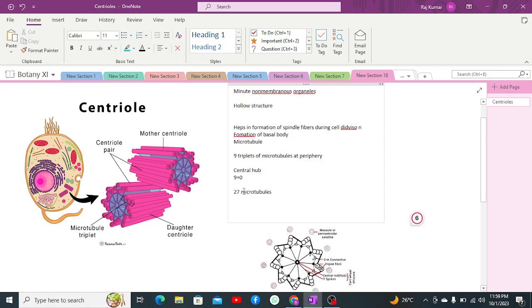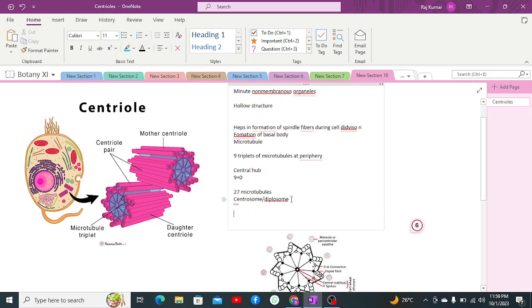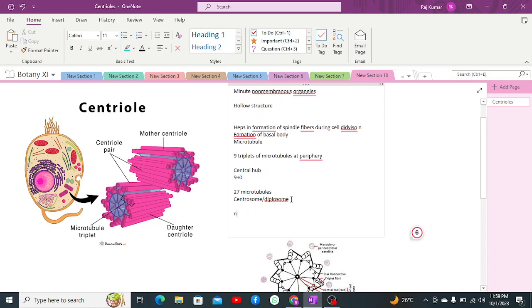When one centriole is arranged perpendicular to another one, it is known as a centrosome or diplosome. Diplo represents two, some represents body, which means two central bodies present near the center of the cell, near the nucleus. Why? Because of the formation of spindle fibers during cell division.